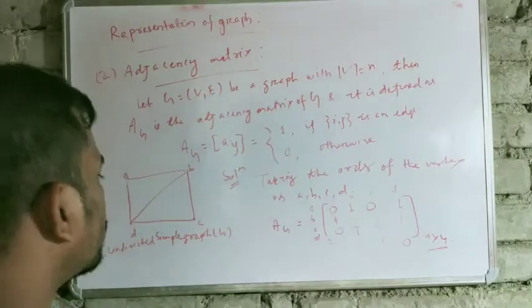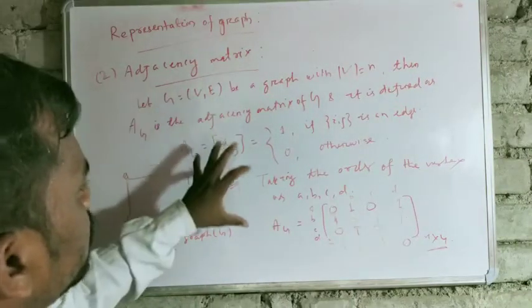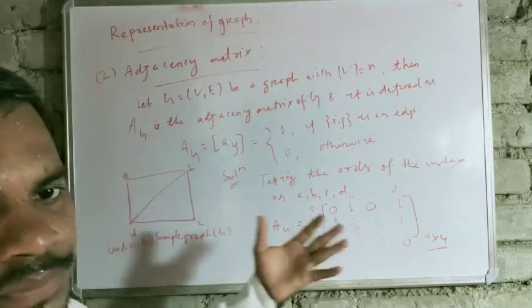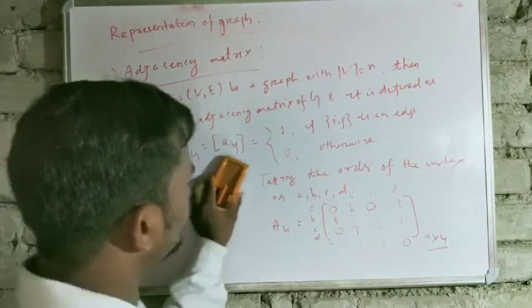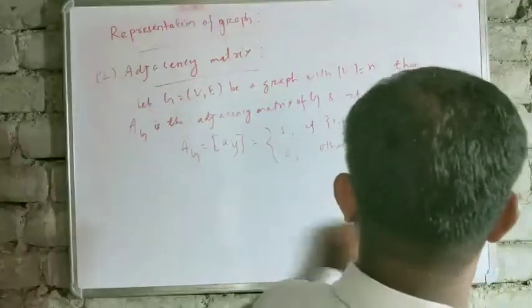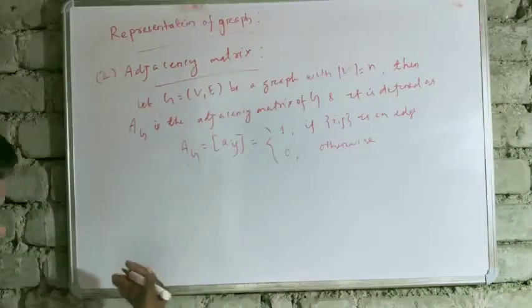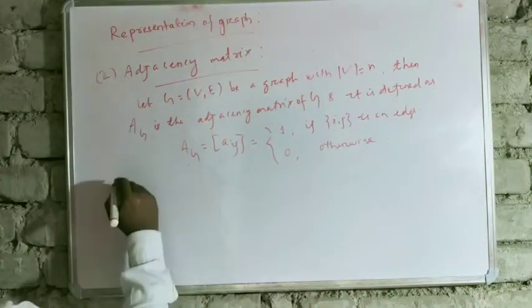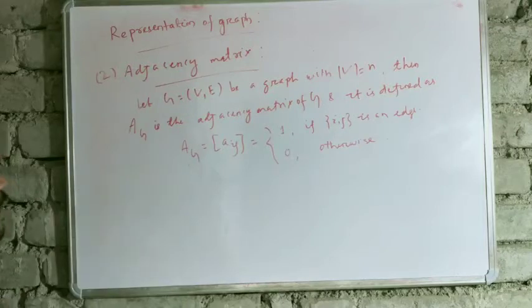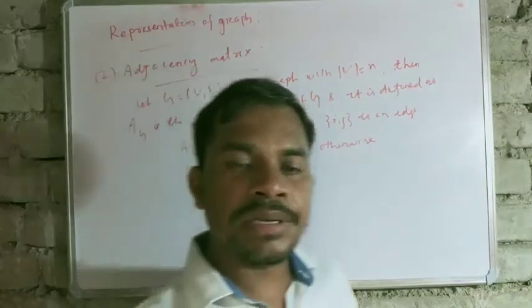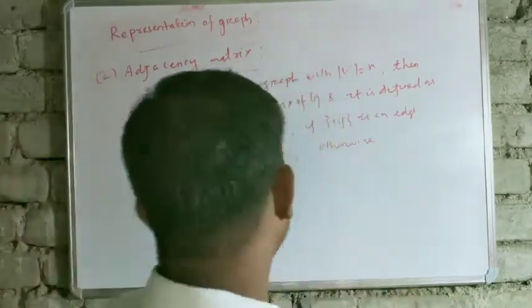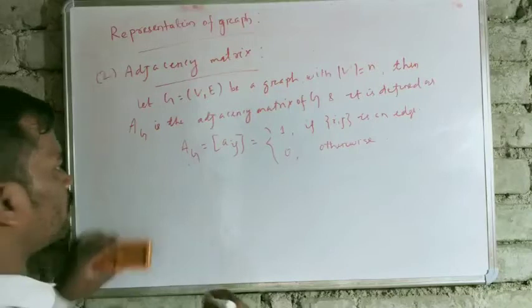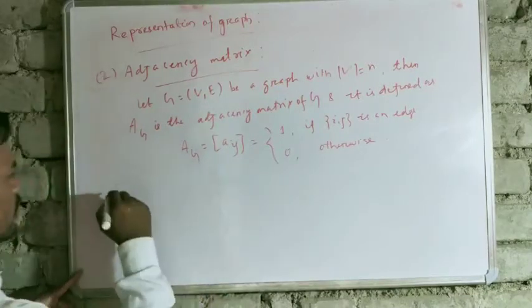Now we can find the adjacency matrix of another graph. Take another example. Take a pseudo graph. The previous one was a simple undirected graph. Now take a pseudo graph. A pseudo graph means an undirected graph where multi-edges and loops are present. Multi-edges and loops both are present, then that is a pseudo graph.